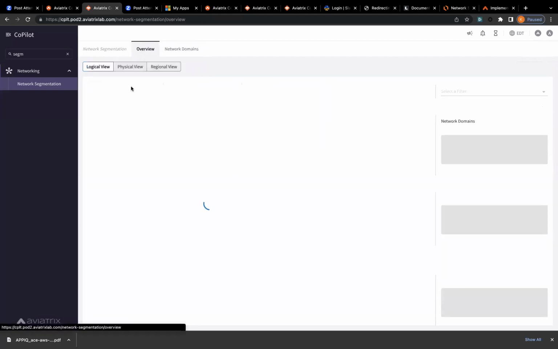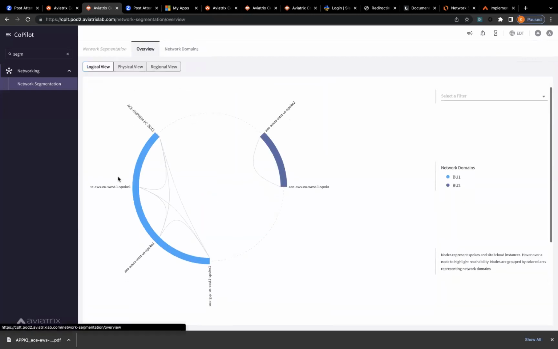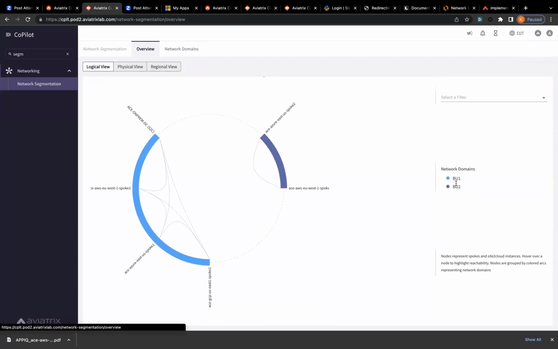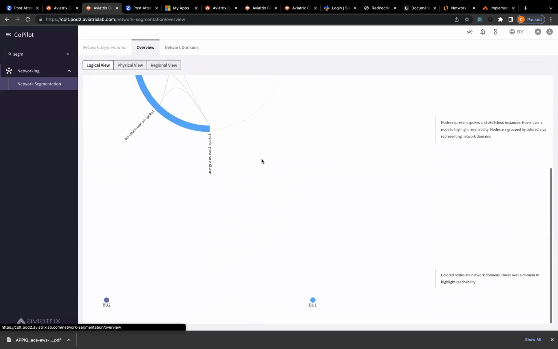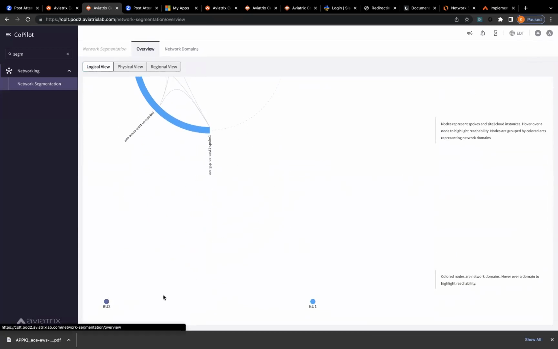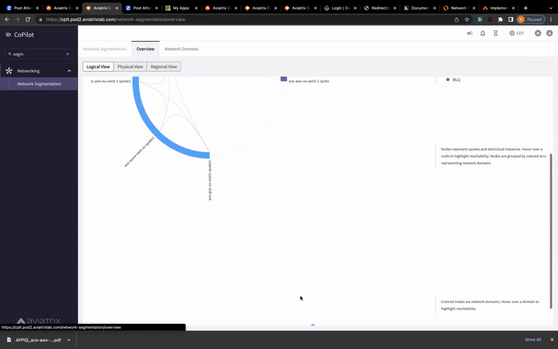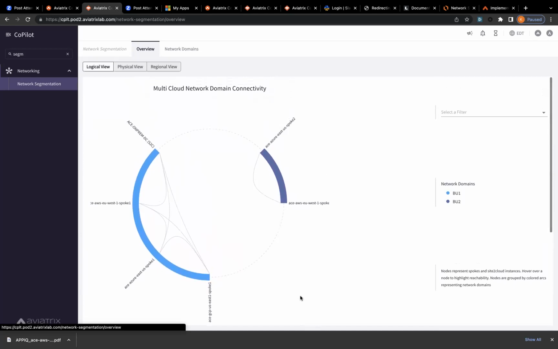Another thing you can see is if you go to overview, you're able to see the two different network domains. BU1 is the lighter blue and BU2 is the darker blue or purplish color. You're able to see which spokes are part of which domain. And notice because there are no arrows between the domains, it means there is no connection policy. Another way to verify is here you see BU1 and BU2, and if you have a connection policy, you'll have a line or a curved arc that shows that there is connectivity between the two network domains.